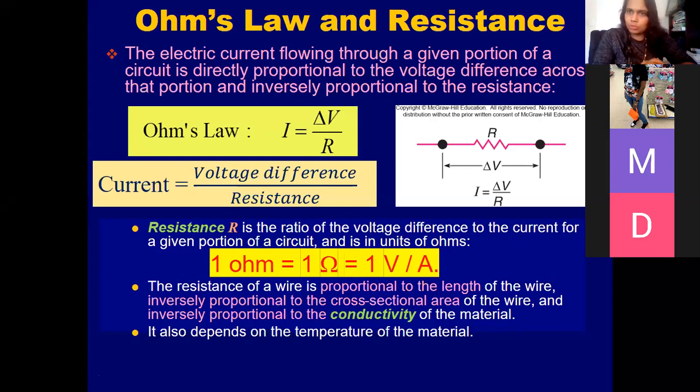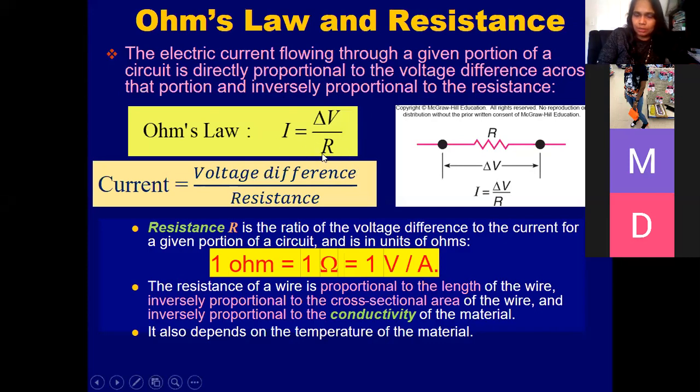We talked about Ohm's law. This is a very useful law in electricity. It talks about the relationship between the current, voltage, and resistance across a component, especially across a resistor. The electrical current flowing through a given portion of an electric circuit is directly proportional. Proportional means when one increases, the other increases. So current is proportional to the voltage difference, and inversely proportional to the resistance.